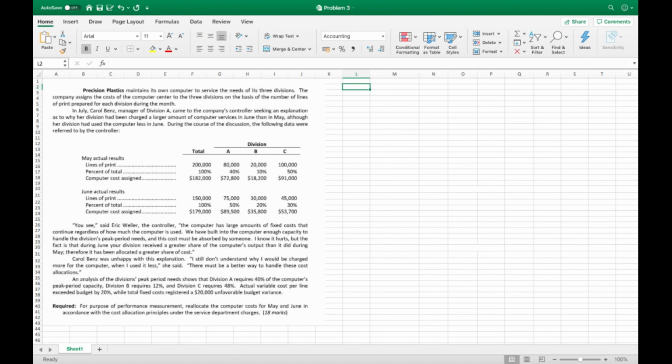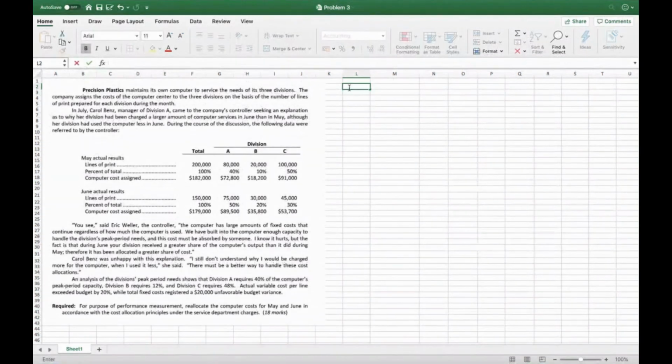In this problem, the first thing we need to do is to identify the variable and fixed component of the total actual cost of each month. In order to do this, we need to use a method we learned in our cost accounting and management accounting part 1 subjects, the high-low method. Step 1, we get the difference of the highest and lowest cost and cost driver.